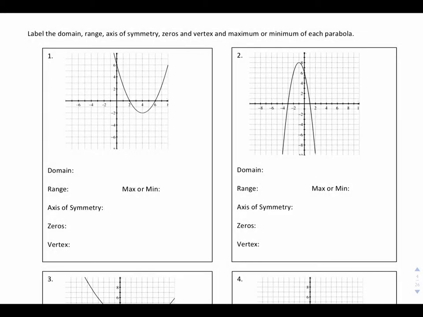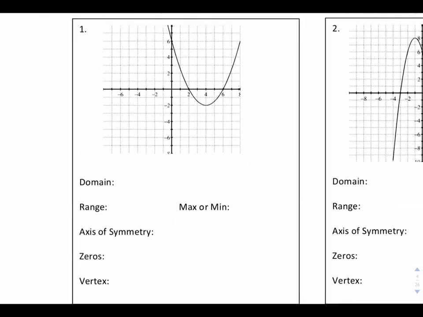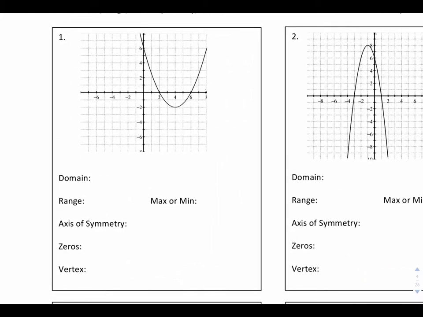We're looking here at some graphs of parabolas of quadratic functions, and we want to be able to state a variety of properties of them listed below each one. So we'll start off with the first one. I'm not given the equation of this parabola here. I'm just given the graph of it.